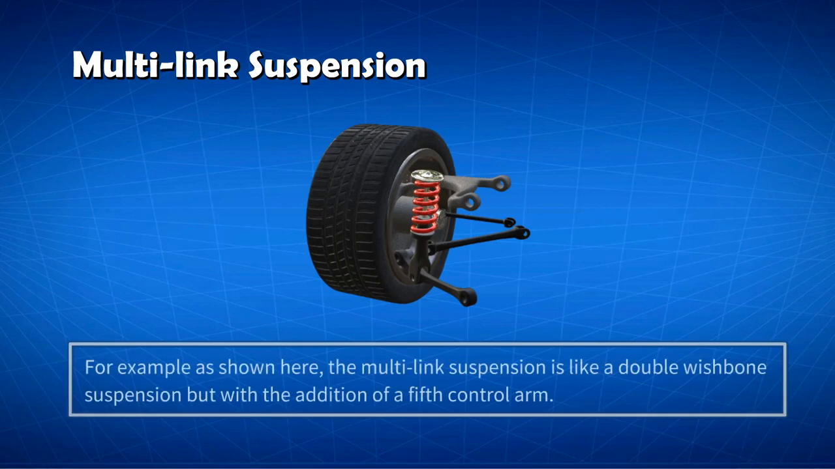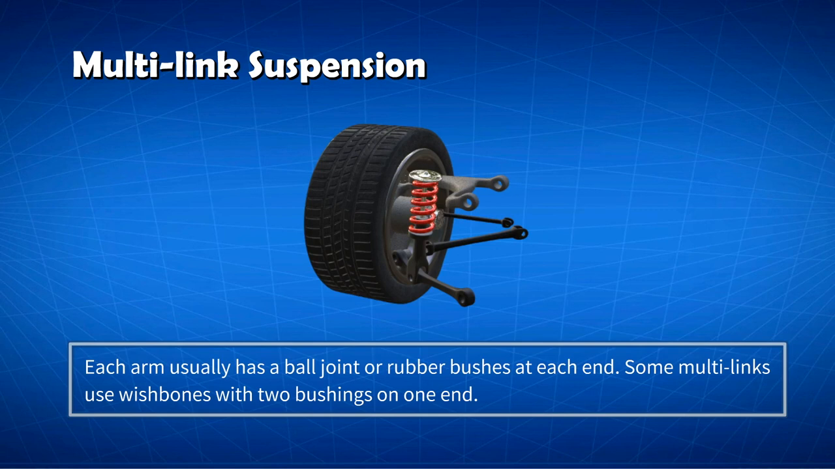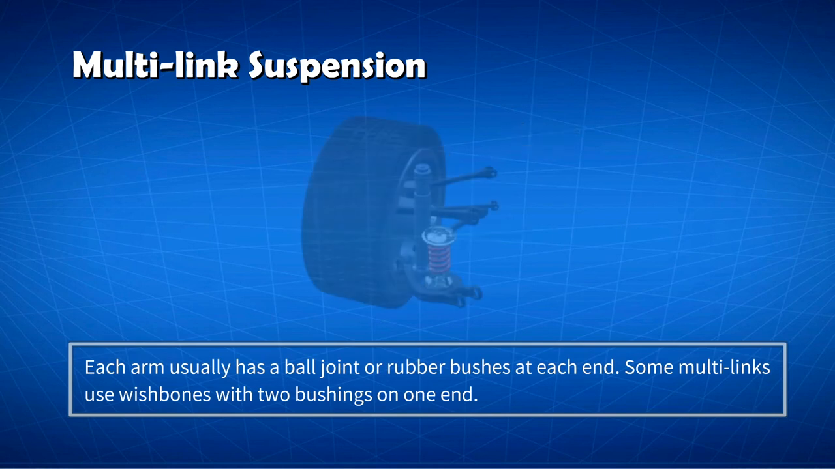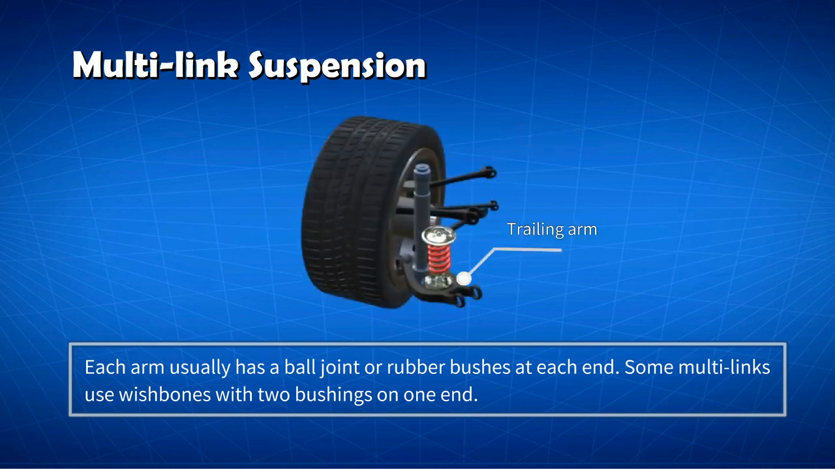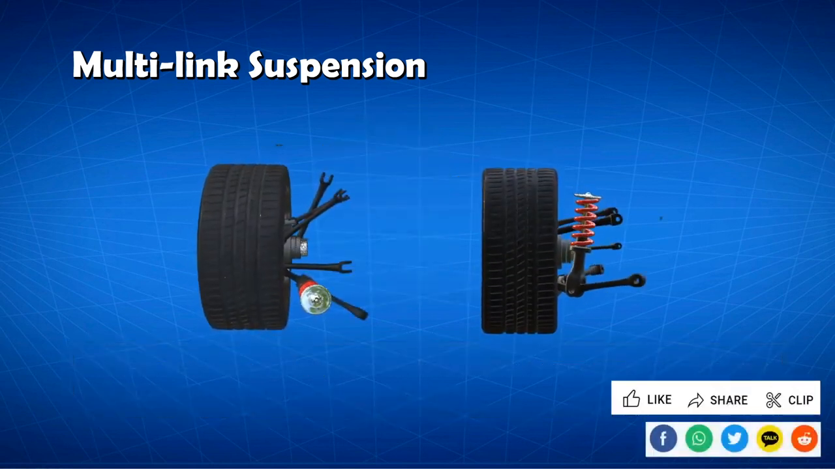For example, as shown here, the multi-link suspension is like a double wishbone suspension, but with the addition of a 5th control arm. Each arm usually has a ball joint or rubber bushes at each end. Some multi-links use wishbones with 2 bushings on one end. Some multi-links also use trailing arms. As a result, they respond to loads along the arm's length in compression and tension, but without bending.